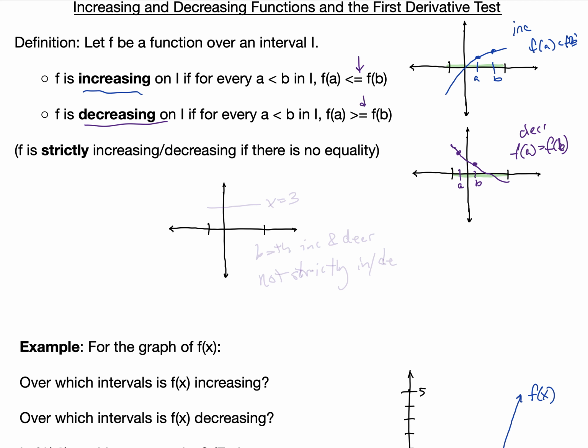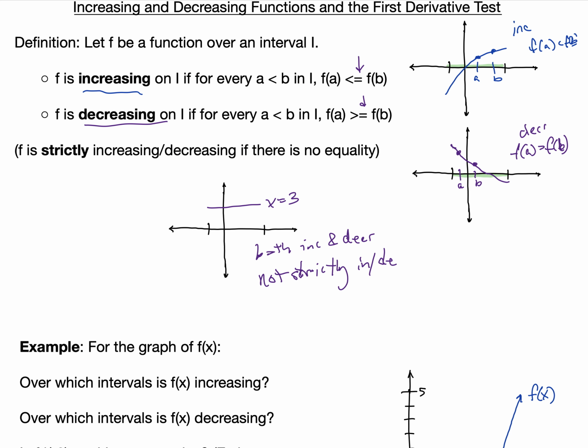Technically, it's sort of strange, but a constant function like f of x equals 3 is, by the definition, both increasing and decreasing, because for every a and b, f of a is equal to f of b, so that fits both definitions. But it's not strictly increasing or decreasing. So it's just a technicality, not really a big deal.